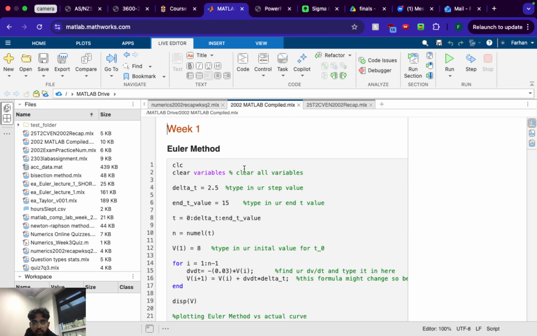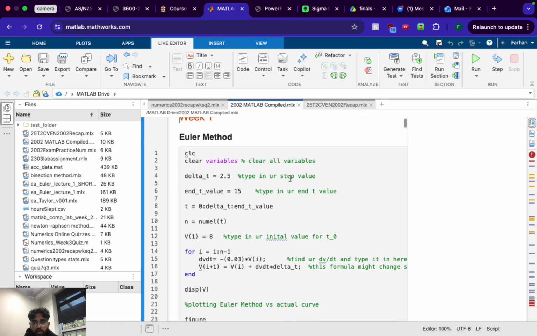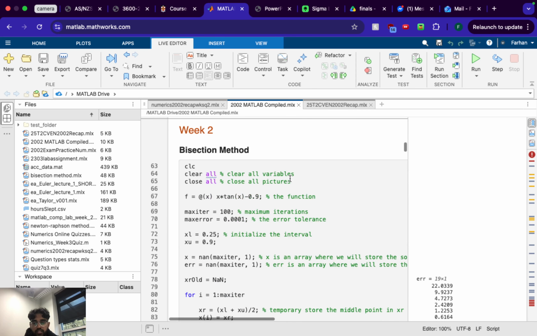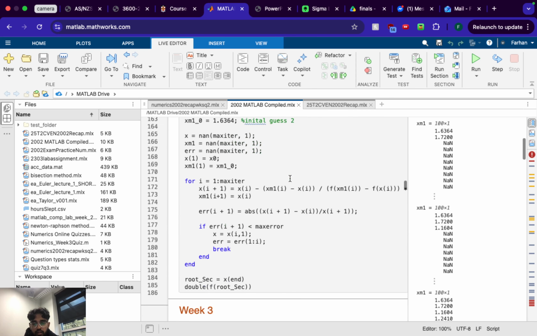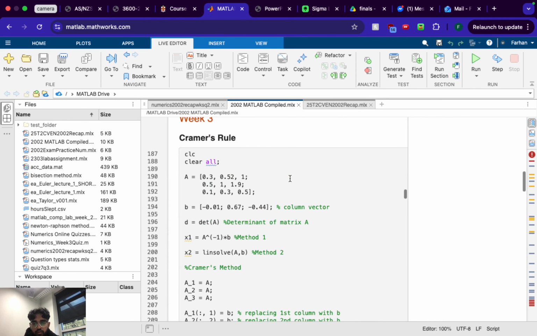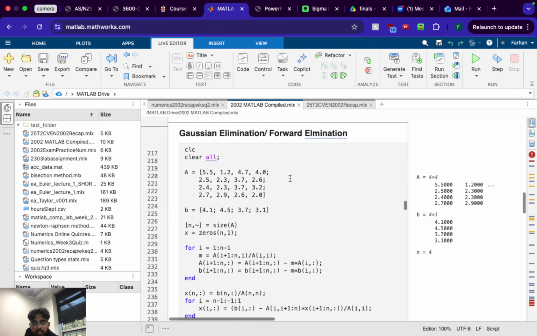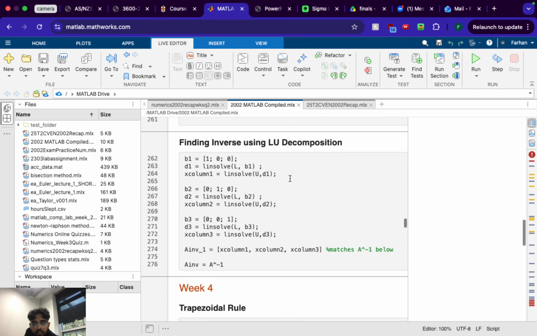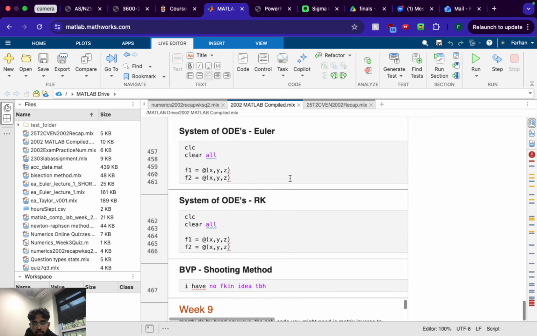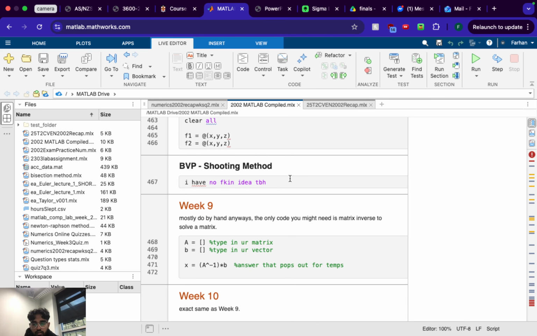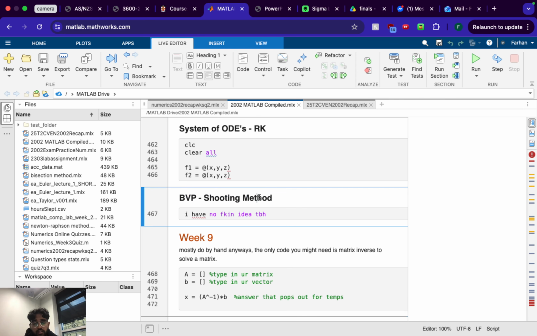So this is my code, MATLAB compiled. I've got week 1, Euler method, Taylor series, week 2, bisection, Newton-Raphson, secant method. Week 3 is a bit of Cramer's rule, Gaussian elimination, solving, so a whole bunch of stuff, right? I think later on, most of it you can do by hand, and then all you're gonna need to use is some simple ones.